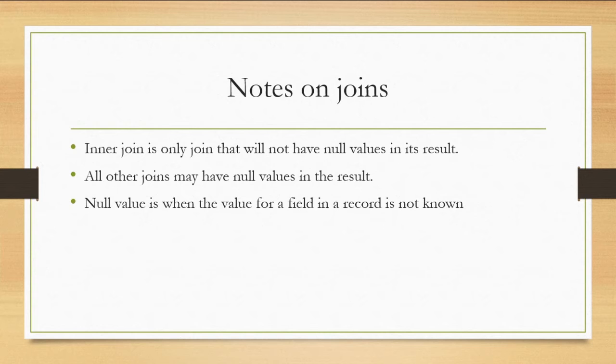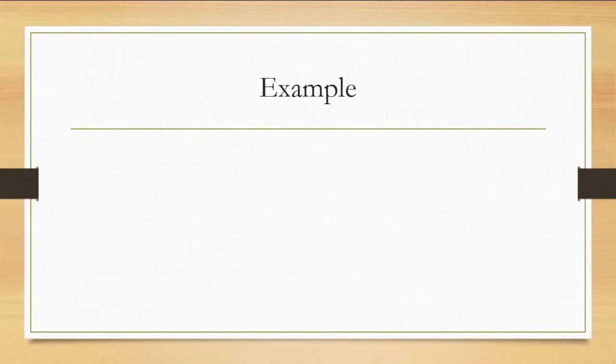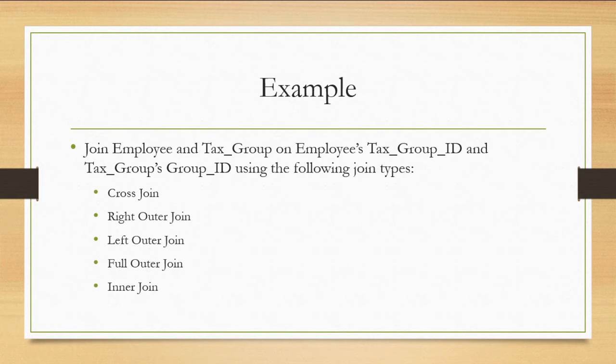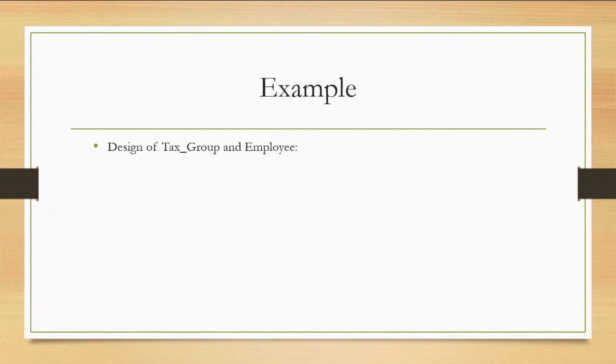Let's look at the example. Join employee and tax group on employee's tax group ID field and tax group's group ID using the following join types. So we will use a cross join, a right outer join, a left outer join, a full outer join, and an inner join. Here's the design of the two tables.